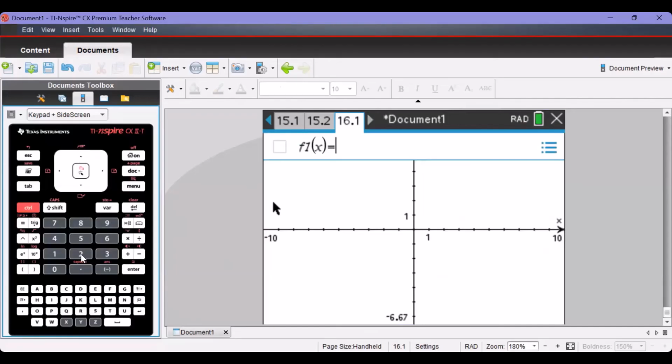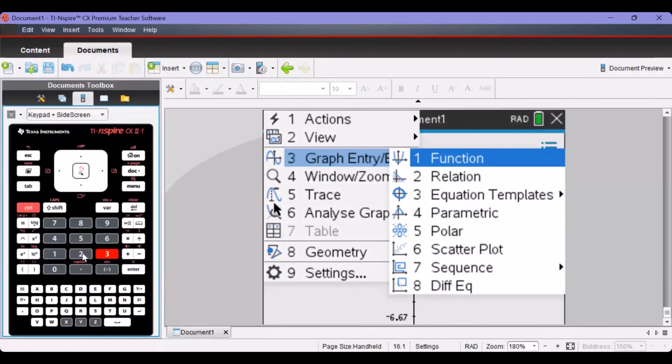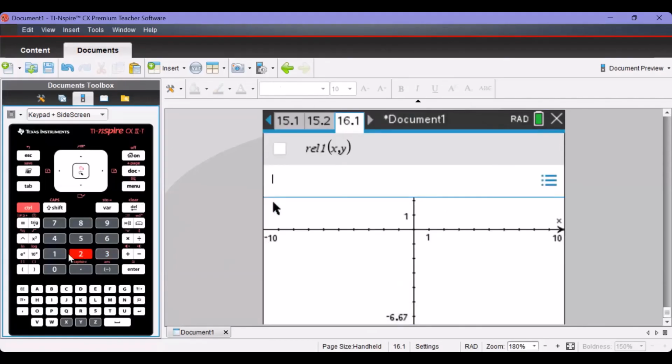So what we'll do is we'll plot these two and then find the point of intersection. So press menu, 3 for graph entry edit, 2 for relation. And what we'll do now is we'll enter in the equation of the circle. So that's x minus 1, squared, plus y squared equals 16. And then press enter.